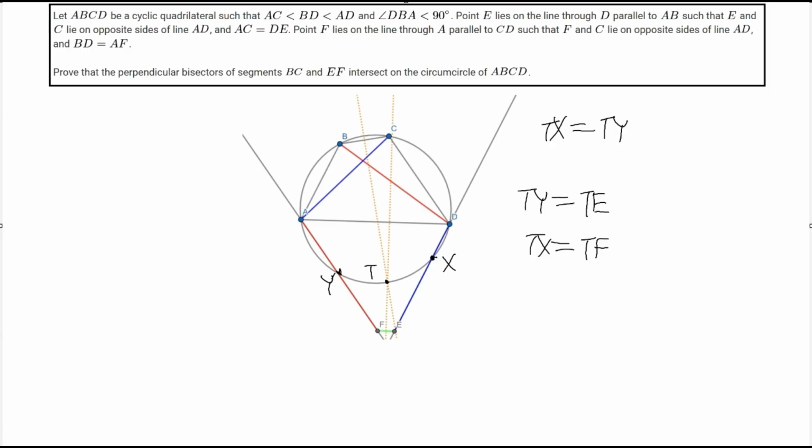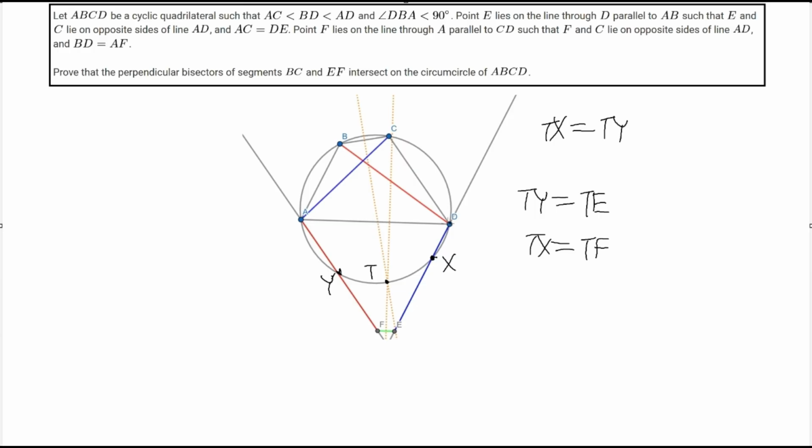We want to prove that YT equals TE, and we know that for some reason D lies on the perpendicular bisector of YE. To prove this, we can use DE. We want to prove that it's equal to DY, and this is where we use the problem condition for the first time. We have that DE equals AC by the problem condition, and now we just need to show that AC equals DY, but that's true because of the isosceles trapezoid ACDY. So that means that D also lies on the perpendicular bisector of YE.